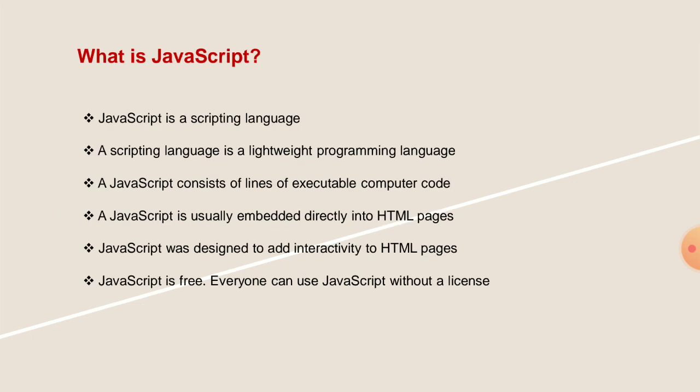What is JavaScript? JavaScript is a scripting language. A scripting language is a lightweight programming language, and JavaScript consists of lines of executable computer code. JavaScript is usually embedded directly into HTML pages. JavaScript was designed to add interactivity to HTML pages, and JavaScript is free. Everyone can use JavaScript without a license.